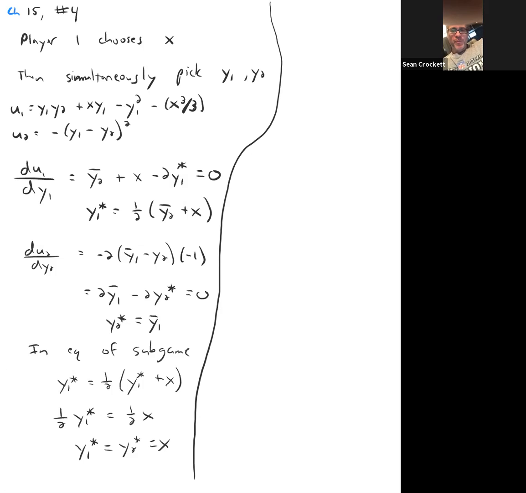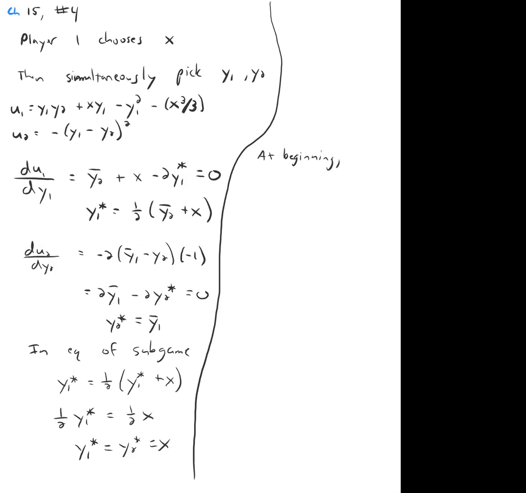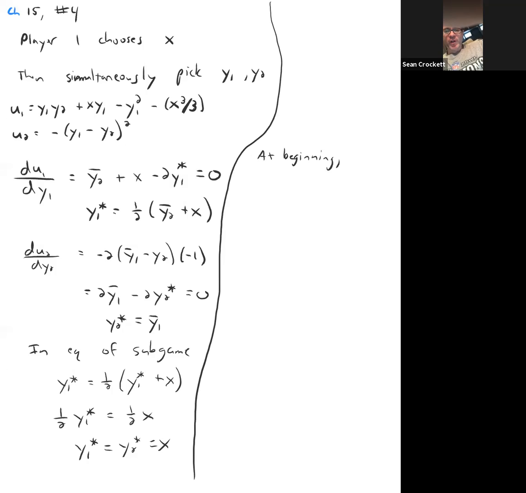So now at the beginning, player one knows how the game is going to resolve. Like player one knows that whatever she picks as X is also in the subgame going to be the same value as Y1 star and Y2 star. And so she's going to be able to substitute those values of Y1 star and Y2 star into her utility function before doing the optimization.